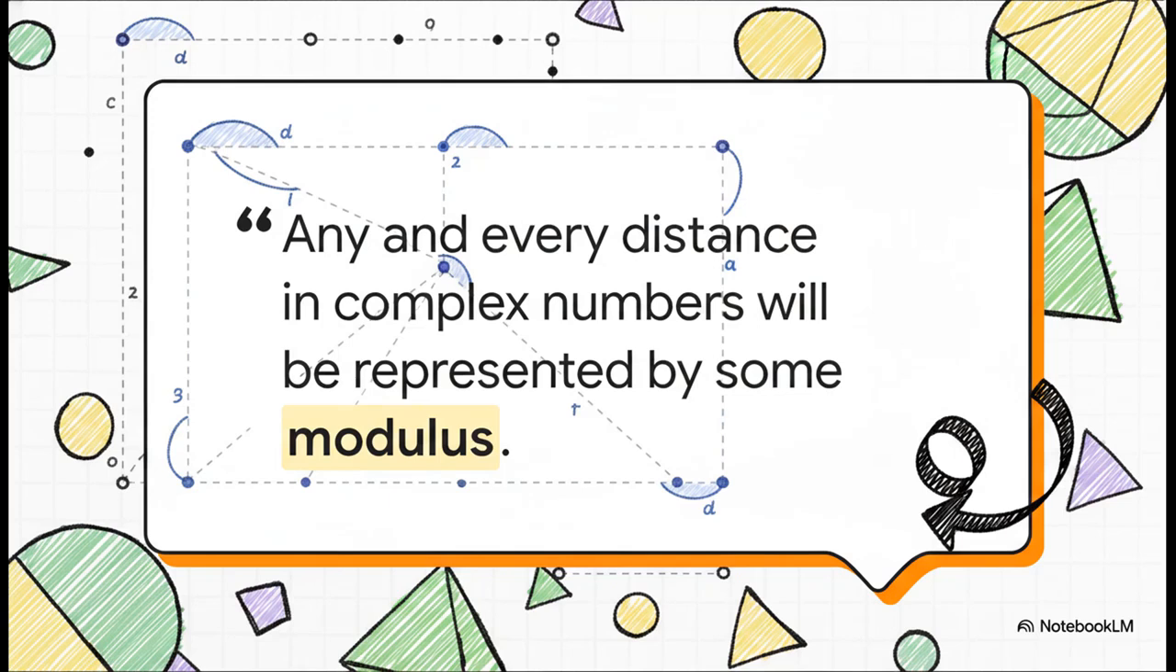Any and every distance in complex numbers will be represented by some modulus. When I first came across this profound realization in our source material, I've got to say, it completely shifted how I looked at abstract math. It's just wild because it proves these numbers aren't just floating around in the ether, right? They actually have a tangible, spatial reality.